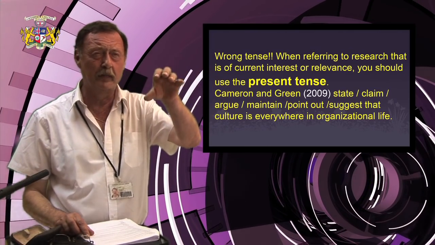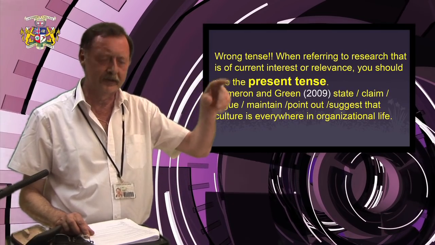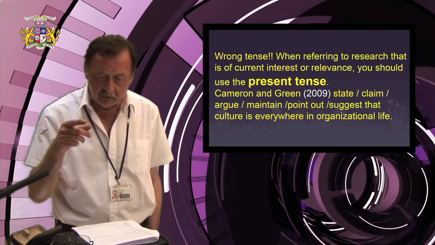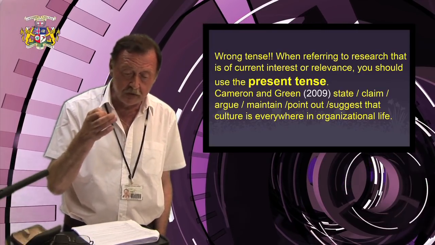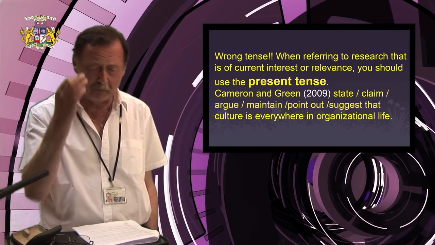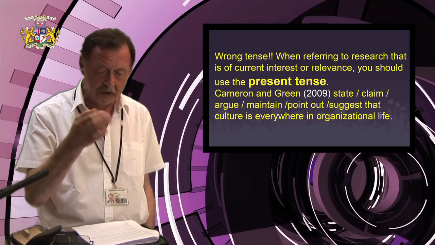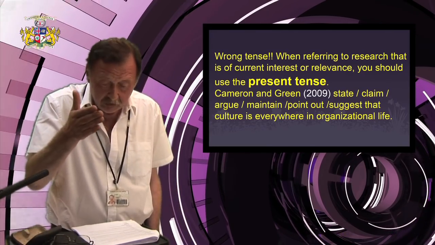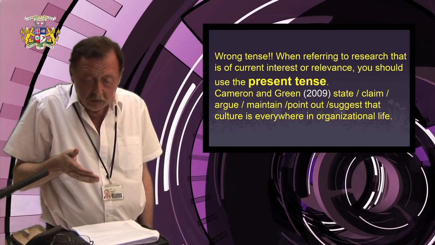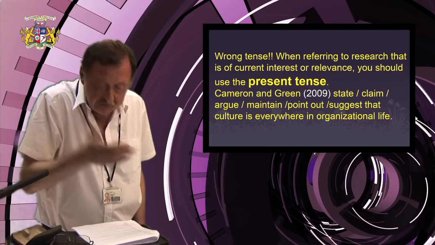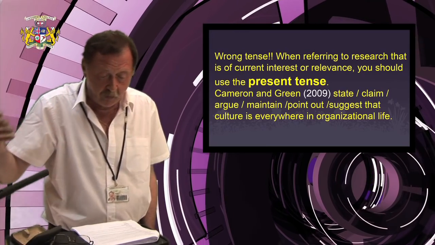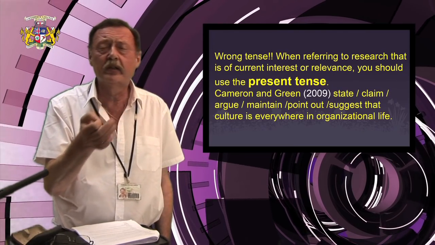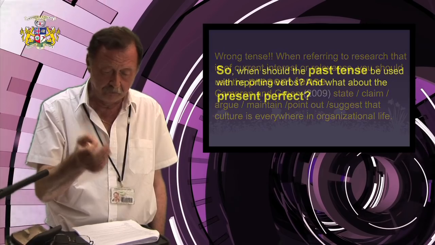Everyone seems to want to put the verb in the past just because of research in the past. No. Wrong tense. When referring to research that is of current interest or relevance, you should use the present tense. Make absolutely sure on that one. So we could say Cameron and Green, 2009, state, claim, argue, maintain, point out, suggest, that culture is everywhere in all days of your life. Now, nice, perfect. A small little change shows that you are in control of your academic writing.